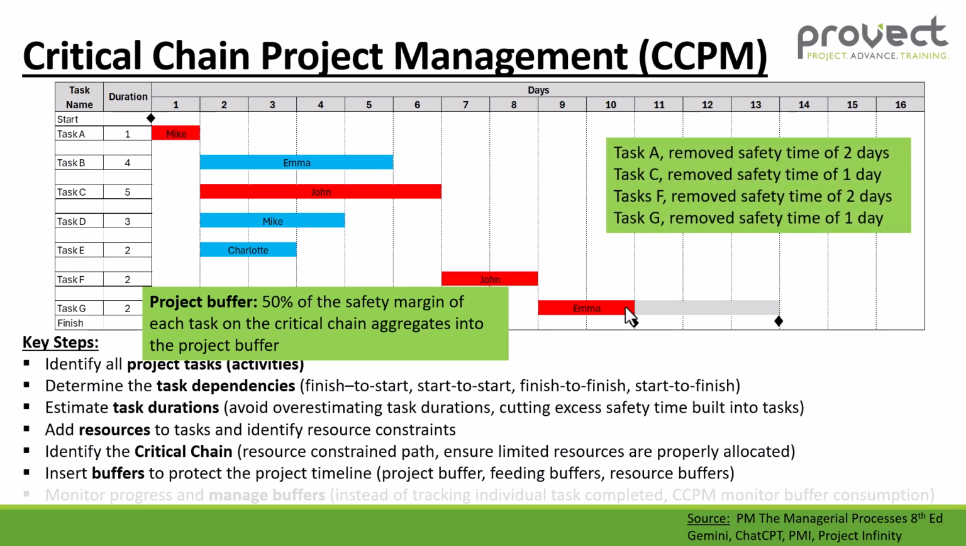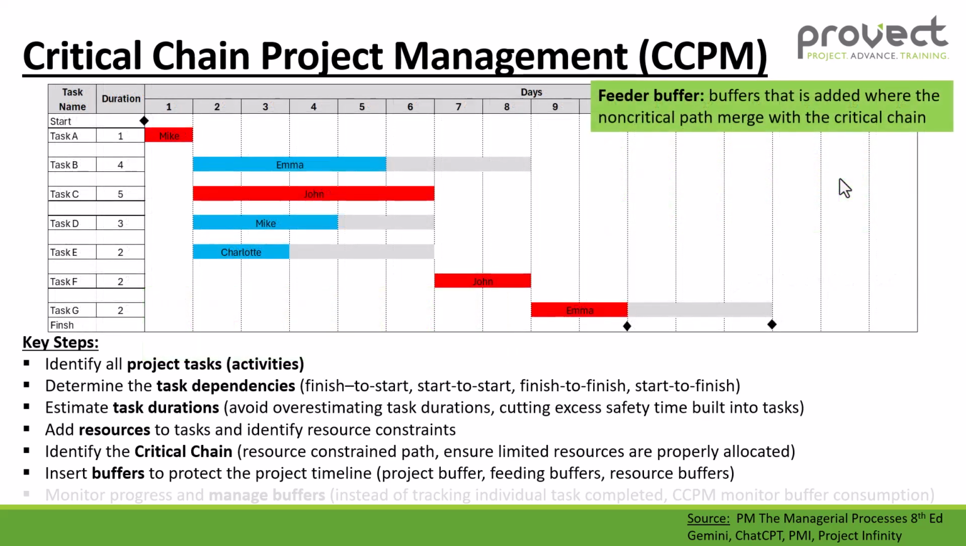So let's look at our example. So for task A, in our previous slide, we removed a safety time of 2 days. That was removed. Task C, we removed 1 day of safety time. Task F, we removed 2 days. And then task G, we removed 1 day. So it's 2 plus 1 plus 2 plus 1. It's 6 days. And our project buffer is 50% of the safety time. So 6 divided by 2. So our project buffer in our example is 3 days.